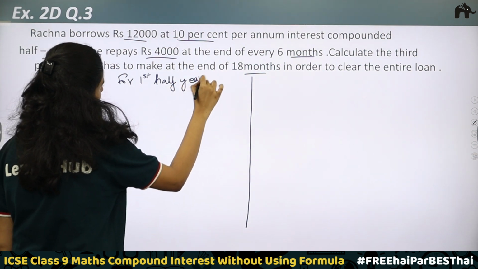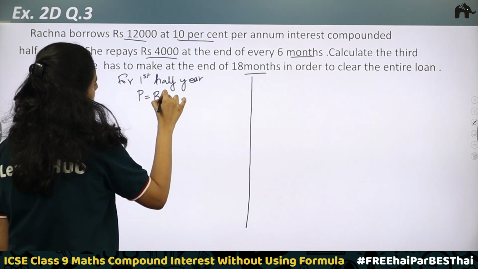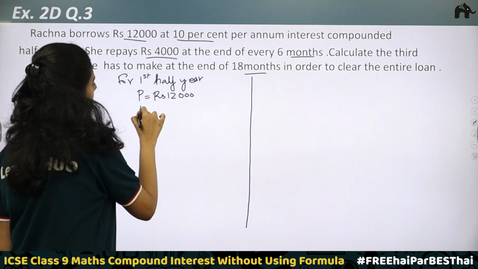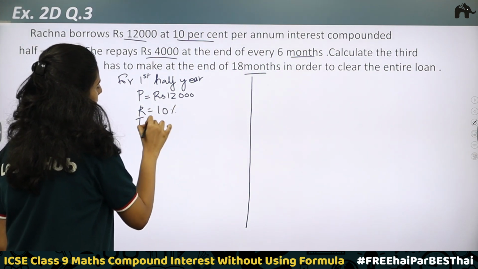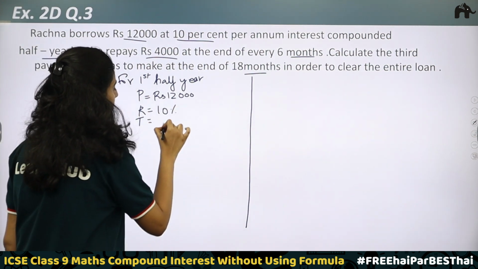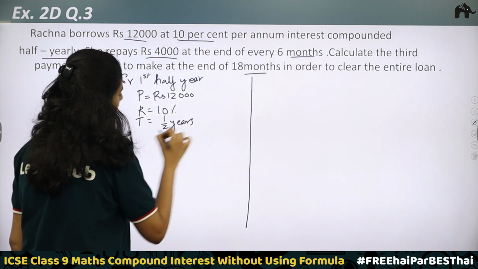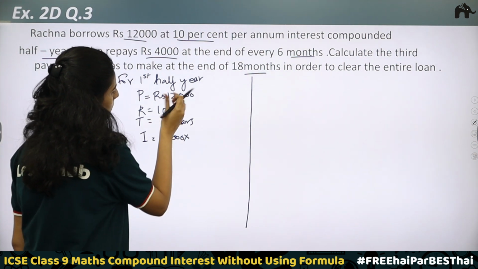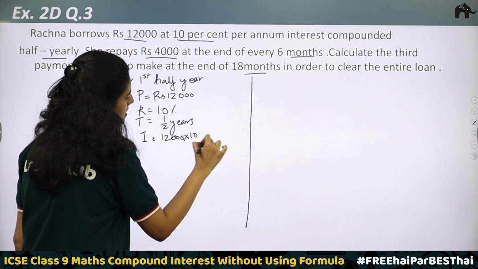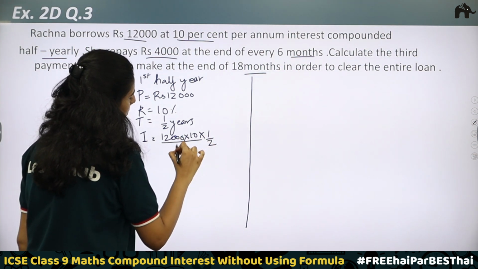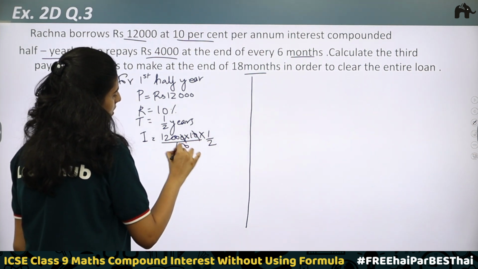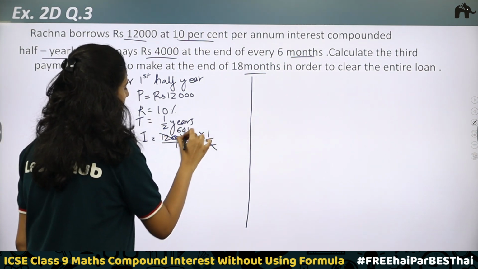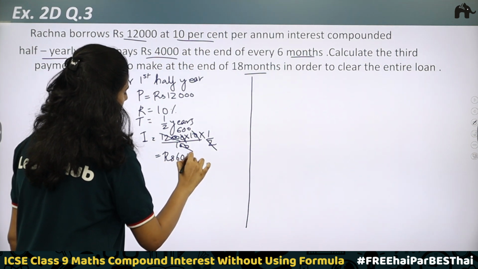For first half year, what is the principal? Principal is equal to rupees 12,000. Rate of interest is 10%. What is the time? Interest is compounded half yearly, which means the time is half year. Then the interest will be equal to principal into rate of interest into time divided by 100, 12,000 into 10 into half divided by 100. Cancelling out zeros, 2 and 1200 can be cancelled, you get 600. Therefore, rupees 600 is the interest.